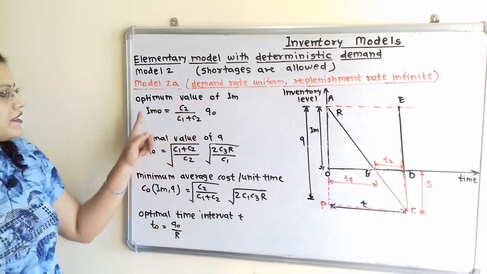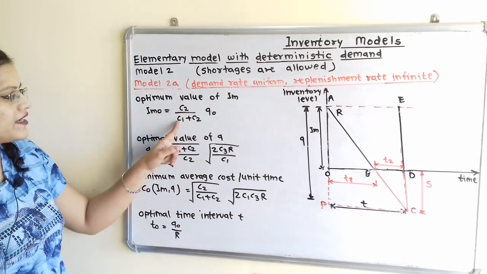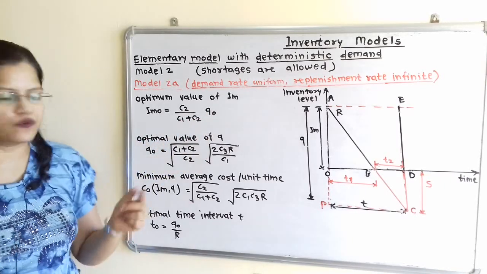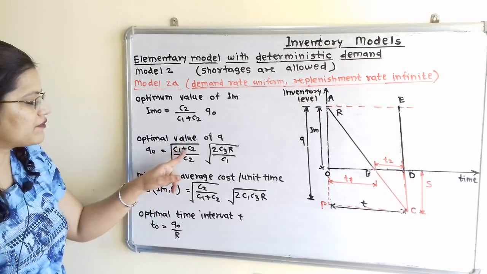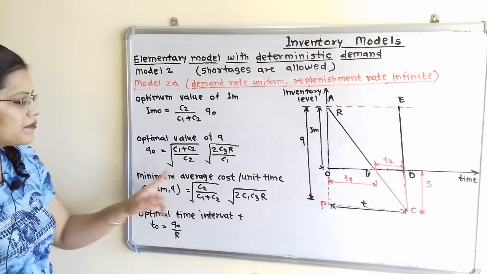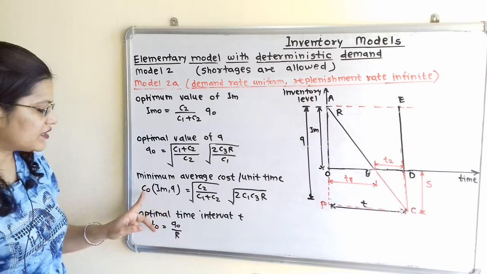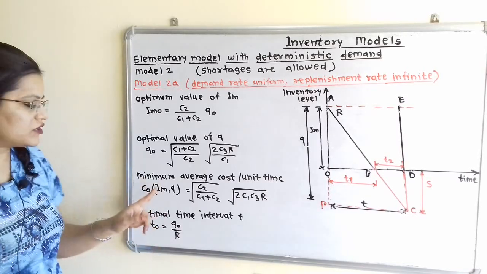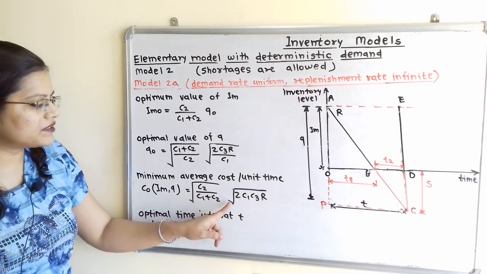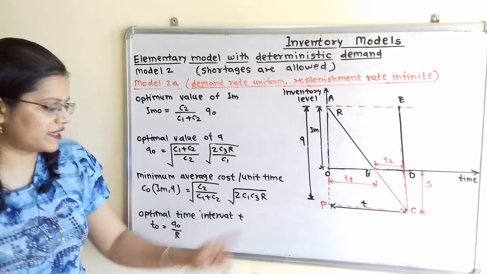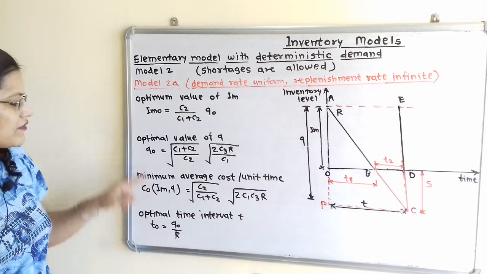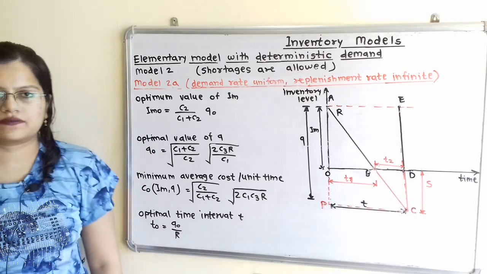Optimum value of IM, that is IMO, is equal to C2 divided by C1 plus C2 times QO. Now what is this QO? That is the optimal value of Q. QO is equal to under root of C1 plus C2 by C2 times under root of 2C3R by C1. Then next formula, minimum average cost per unit time, that is CO. We will write this minimum average cost in terms of IM and Q. That is equal to under root of C2 divided by C1 plus C2 times under root of 2C1C3R. Then next, the optimal time interval T, that is TO. So TO is equal to this QO divided by R.